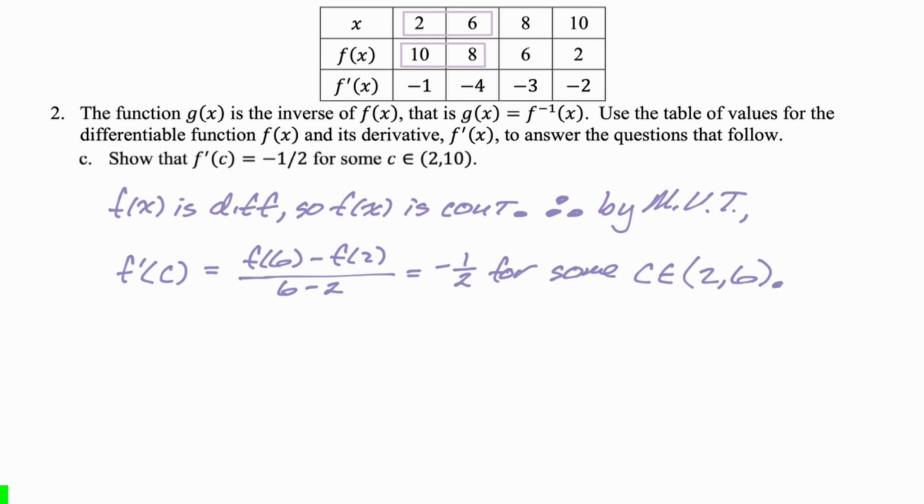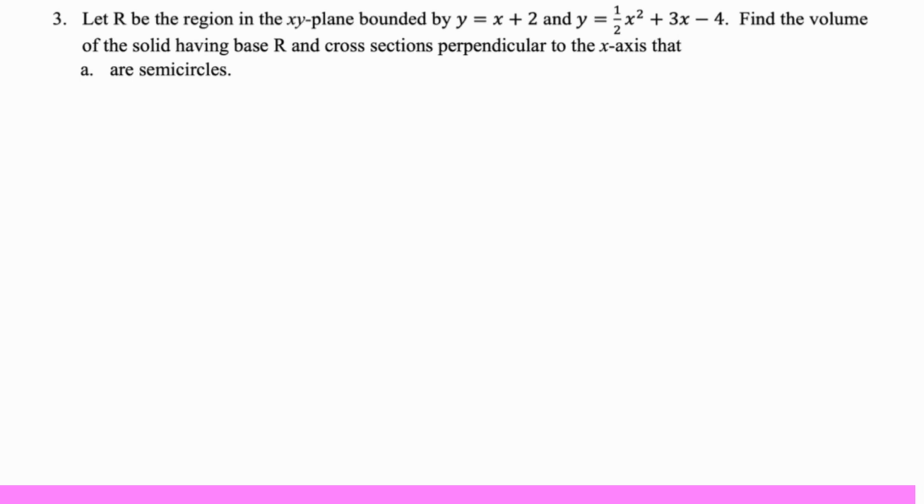All right, let's take a look at the next one. Number 3: let R be the region in the xy plane bounded by y equals x plus 2 and y equals 1/2 x squared plus 3x minus 4. Find the volume of the solid having base R and cross sections perpendicular to the x-axis that are semicircles. Okay, we have to find where these things intersect and what they look like, right?